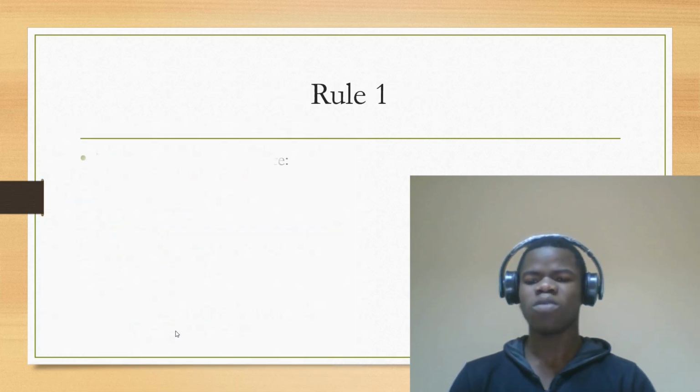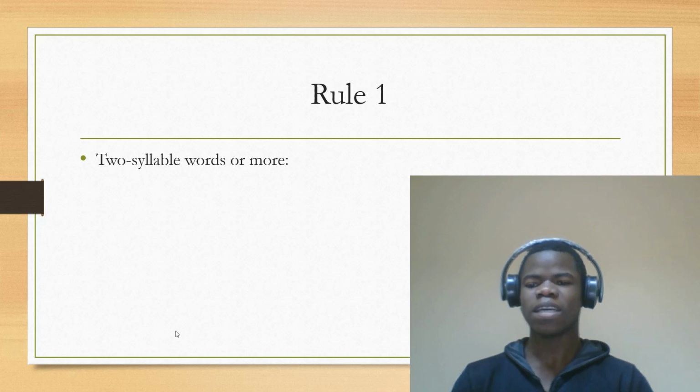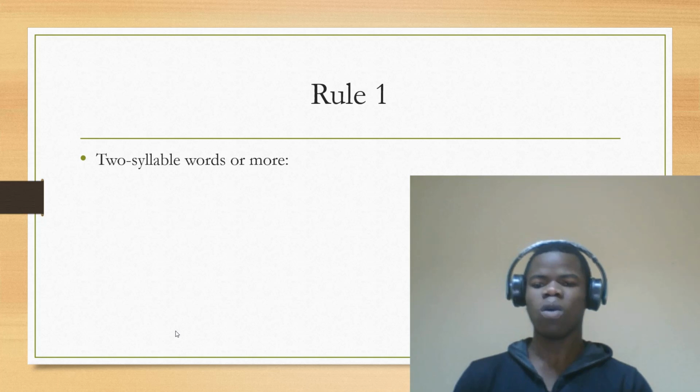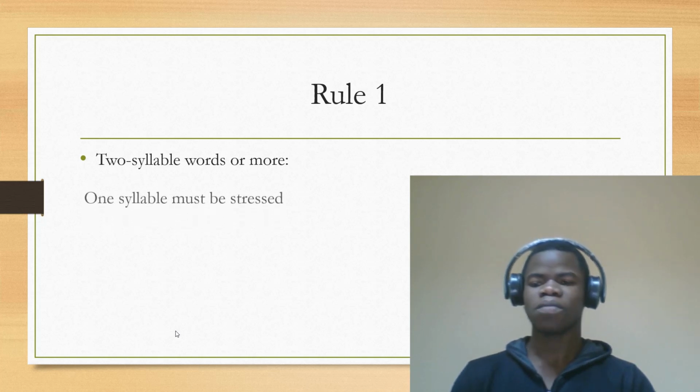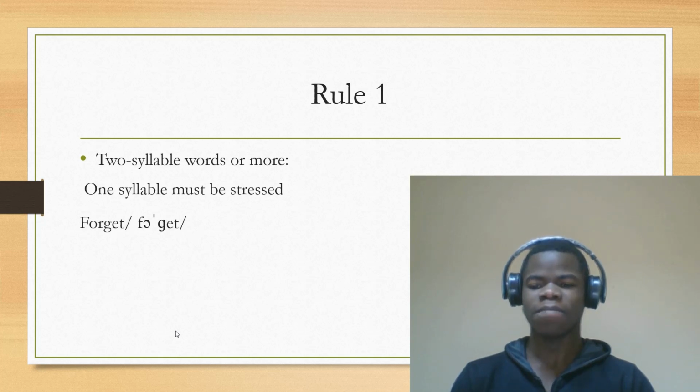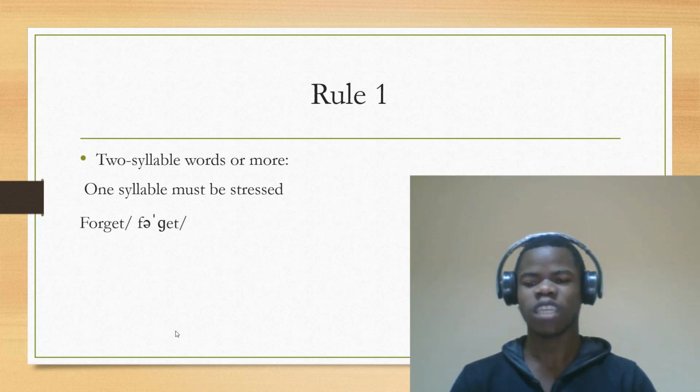Okay, first of all, you have to put in your mind that the stress is when we have a two-syllable word or a word with at least three syllables. Okay. When you have a word with two syllables at least, there is one syllable that is to be stressed, such as forget. Okay. We have two syllables in this word, and the stress is on the second syllable, get, forget, not the first one. We don't have the right to say forget, but forget. Okay.